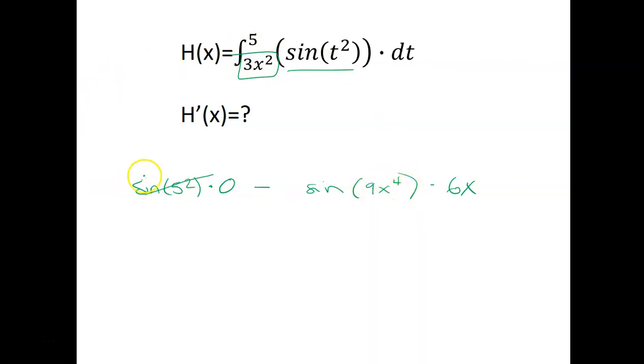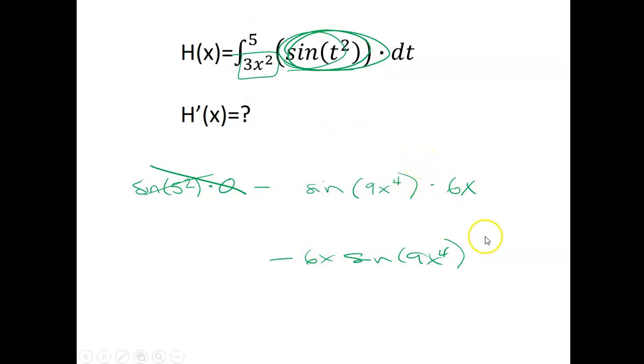So upper limit minus lower limit. Function stays the same. Upper minus lower, you tack on, you chain rule the derivative of what you plugged in. If what you plugged in was a constant, its derivative is going to be 0 and it's going to kill that whole piece. That's fine. Here's my answer: negative 6x sine 9x to the fourth. That is the derivative of this integral. Again, the derivative in the integral, I'm getting my same function back. Upper limit minus lower limit, chain rule.